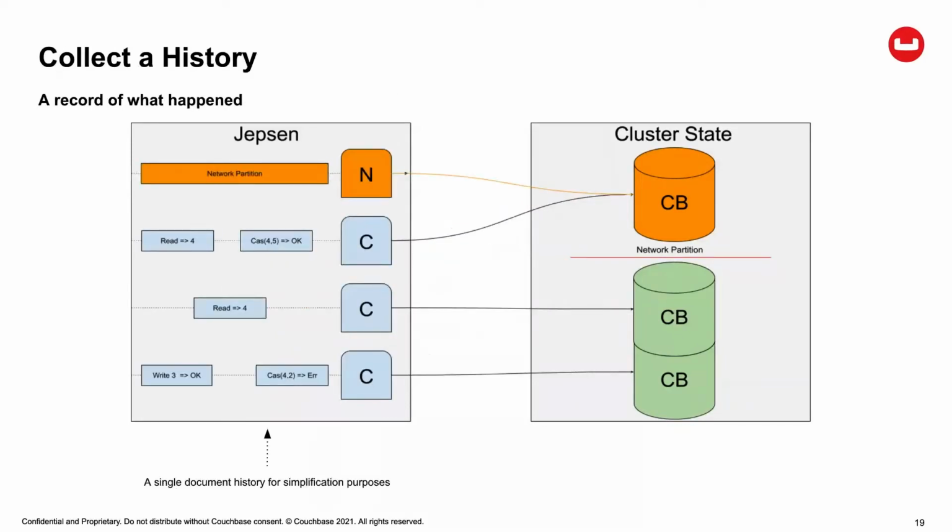Jepsen will record the concurrent operation history. The history, illustrated on the left, is a record of which operations happened, the client that produced each operation, when they began and completed in real time, and finally, what each operation returned.